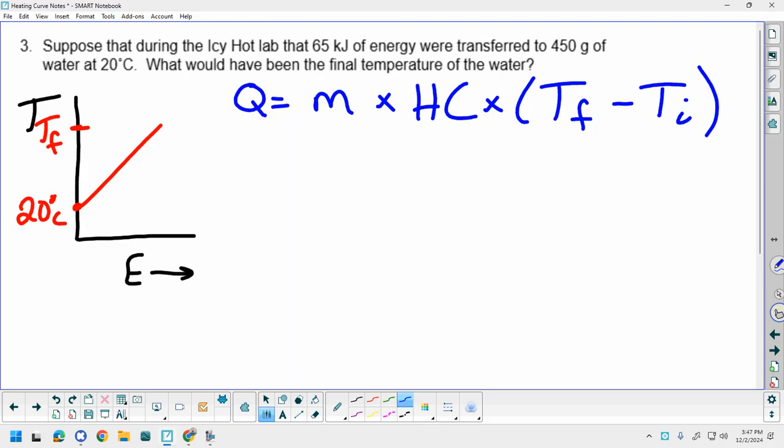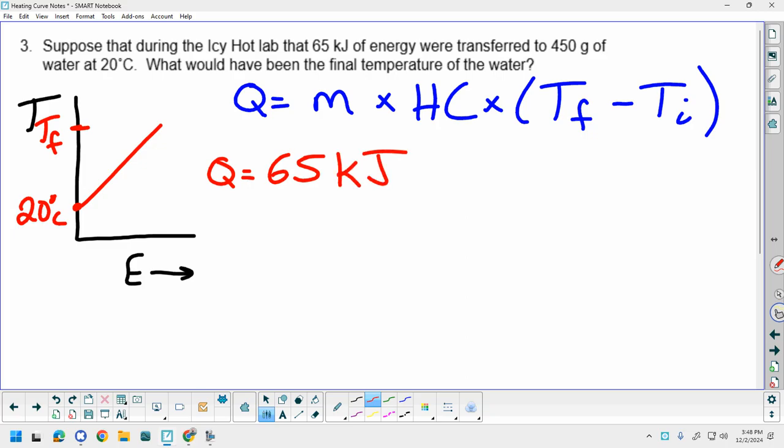So we've got that. Okay, well, in this equation, we know how much energy we're transferring because we're told that's 65 kilojoules. We're told the mass of water is 450 grams. The heat capacity is a constant. And we know what the initial temperature was. So at this point, we just need to put everything in and then do the algebra to solve for the final temperature. Now, before we get there, we do have one conversion that we need to do.